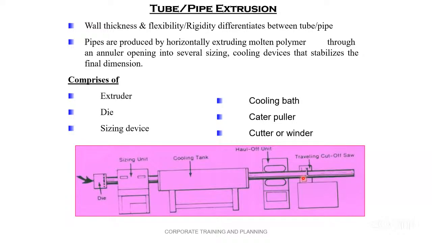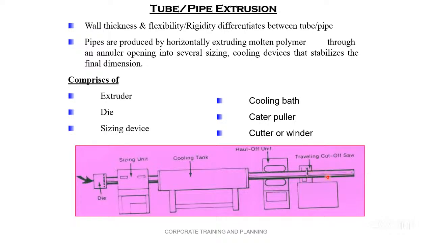And finally is a cutter or maybe a winding unit. If it is a flexible pipe, it is wound onto the winder. Here, a cut-off unit or cut-off saw is there. There may be a wheel rotating continuously, and it will travel. This cutter will travel with the pipe.